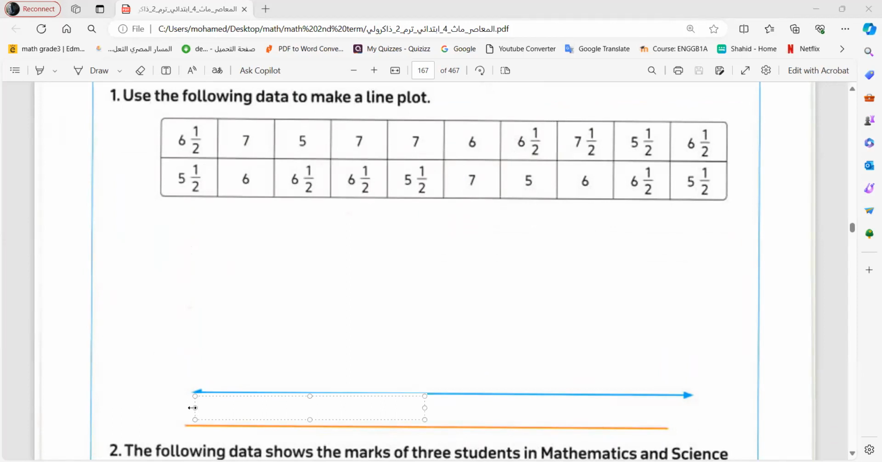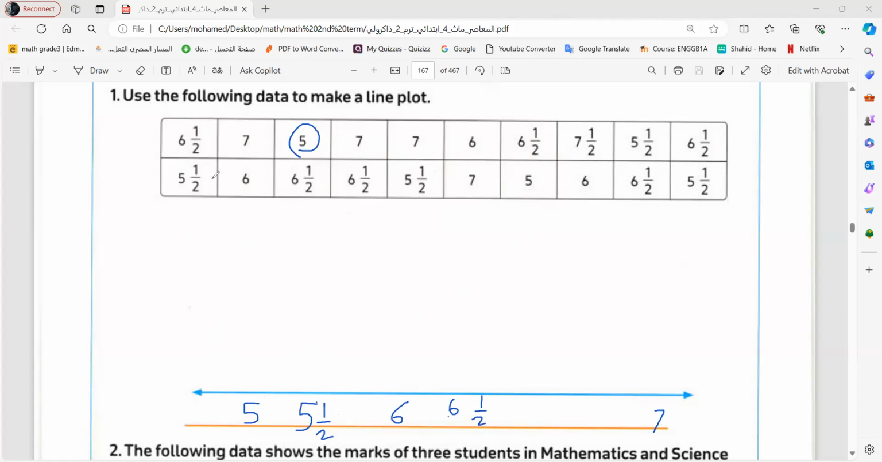So maybe I don't need to start from 0, by the way. I can start from the smallest number. The greatest is 7. But what is the smallest number you can find in the table? Bravo, the 5. So I can start from the 5, like here, and I say 5, and what are the fractions? All of them are half, half, half. So I make 5 and 5 and a half, 6 and 6 and a half. Look, I finished my line plot.